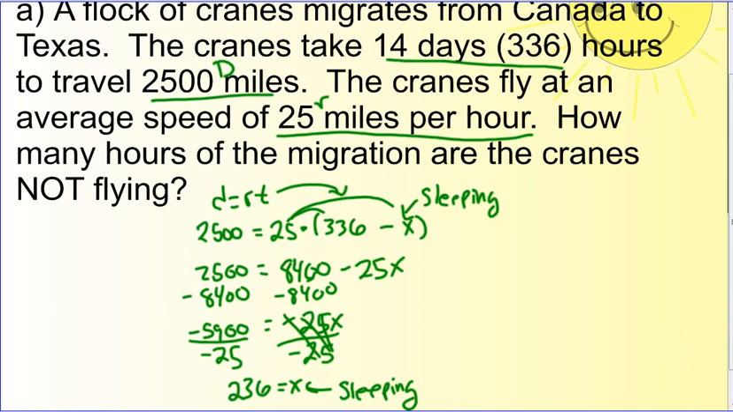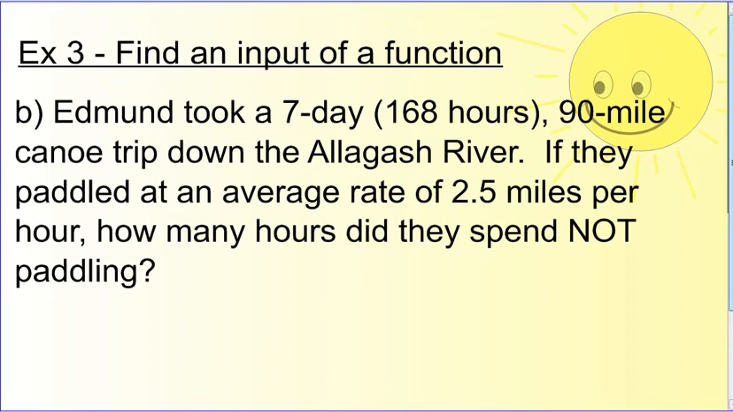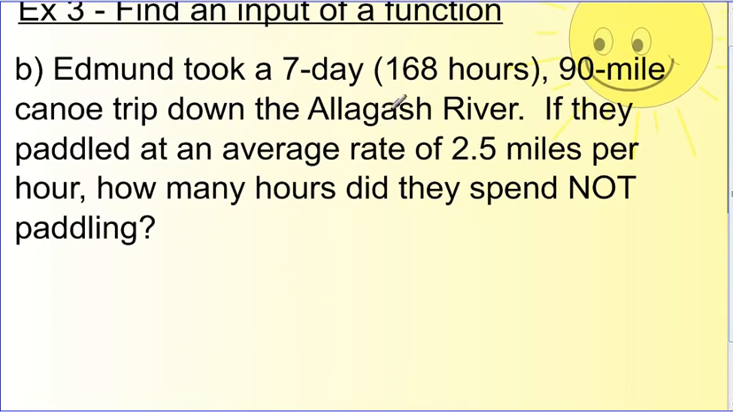It's very similar. Letter B. Edmund took a 7-day, 168-hour, 90-mile canoe trip down the Allagash River. If they paddled for an average of 25 miles per hour, so that's our speed, that's our rate. This is a time. This is a distance. How many hours do they spend not paddling?